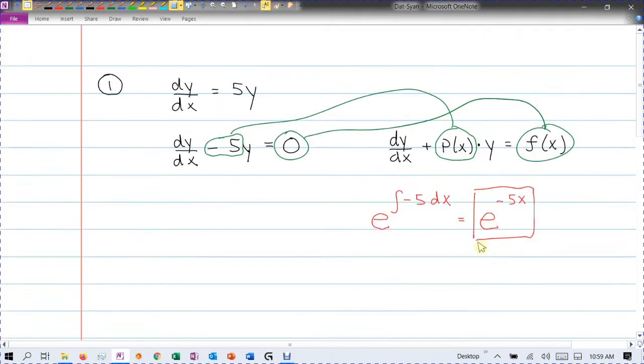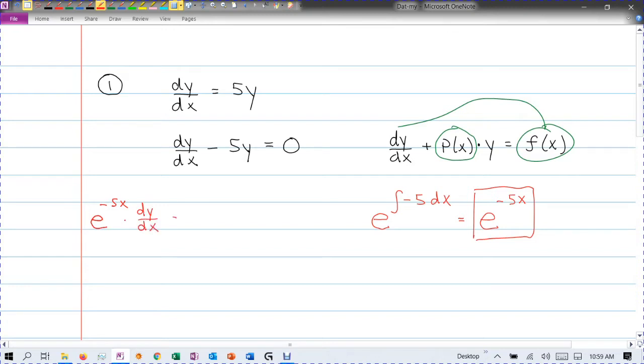Now what we'll do is we will take our equation, this line right here, and we're going to multiply both sides by the integrating factor. So e to the negative 5x times dy/dx, and then minus 5y times e to the negative 5x, and then we multiply the right hand side by e to the negative 5x, and what we wind up with is a 0 on the right hand side.